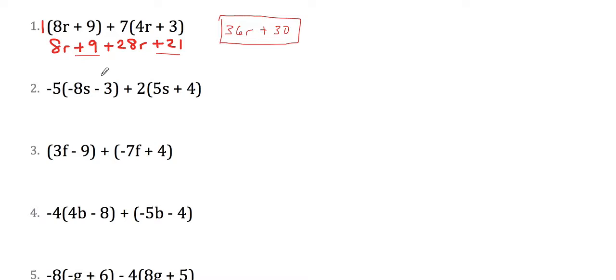Number 2, we get rid of these parentheses by distributing. So negative 5 times negative 8s is positive 40s. Negative 5 times negative 3 is positive 15. 2 times 5s is a positive 10s. And 2 times 4 is positive 8. So now 40s plus 10s is 50s, and 15 plus 8 is 23. Again, I'm just combining like terms here.